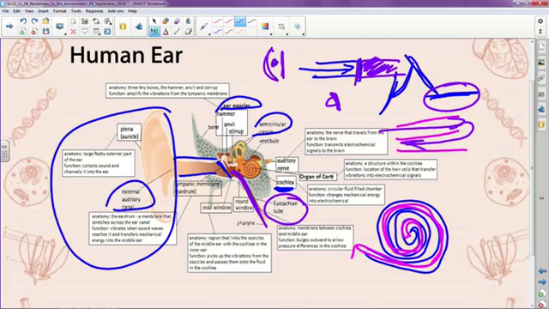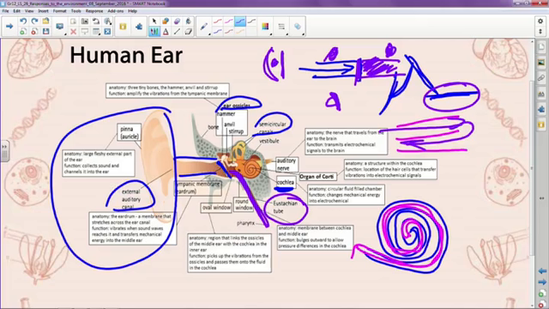So this eustachian tube is very important because it keeps the pressure on this side of the eardrum the same as this side of the eardrum. So if there's more pressure on the outside of the ear than the inside of the ear, what happens?